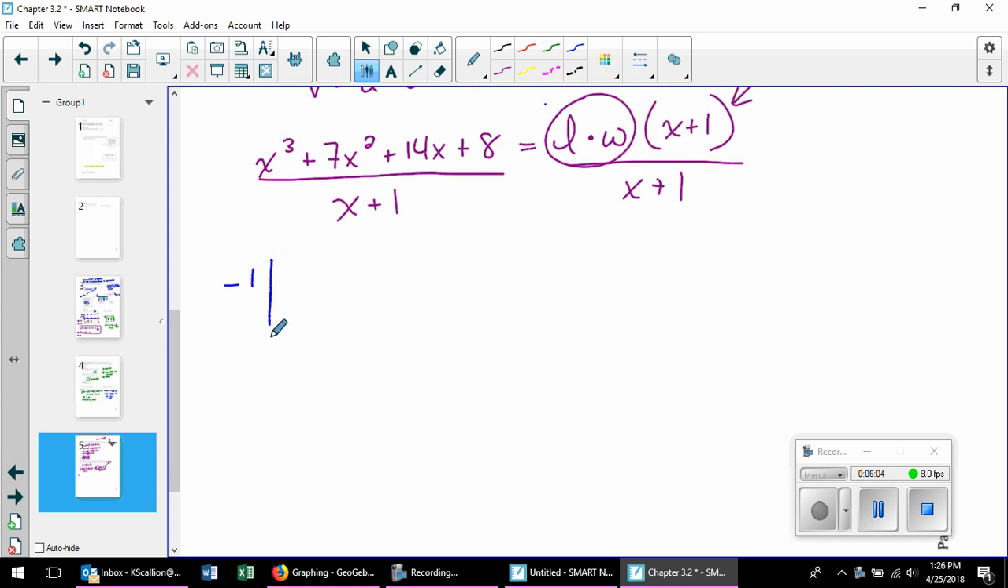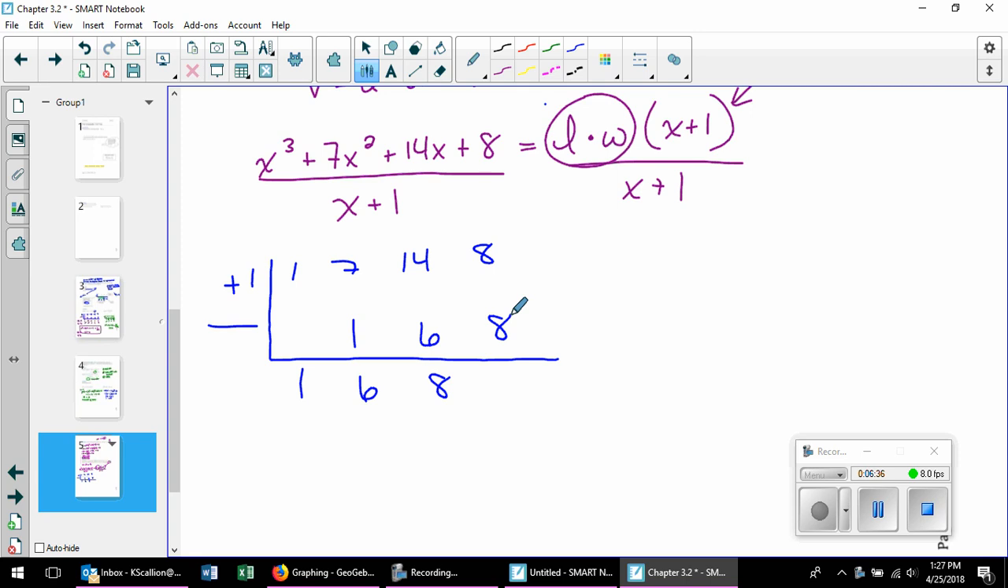So negative 1 on the outside. No. Is it negative 1? It's positive 1. I'm subtracting. I have all the degrees represented, so I'm going to keep that. So 1, 7, 14, 8. 1 gets carried down. 1 times 1 is still 1. 7 minus 1 is 6. 1 times 6 is 6. 14 minus 6 is 8. 1 times 8 is 8. That's going to give me 0. So that's my remainder, my constant, my x, and my x squared.